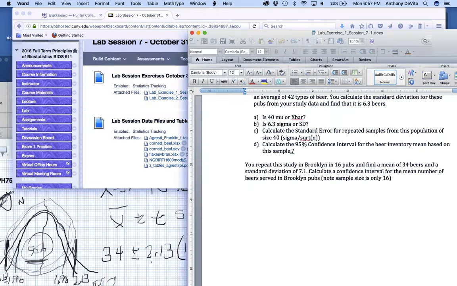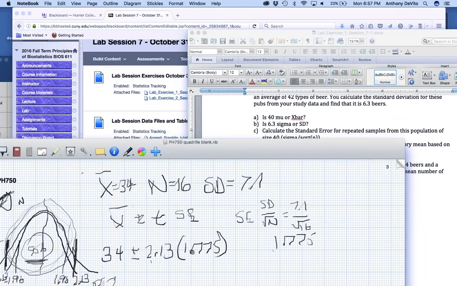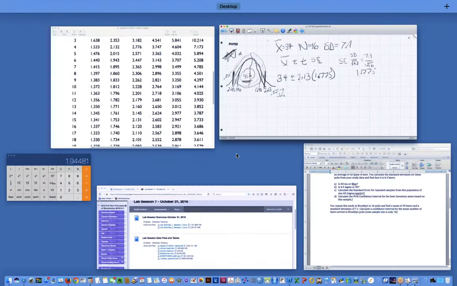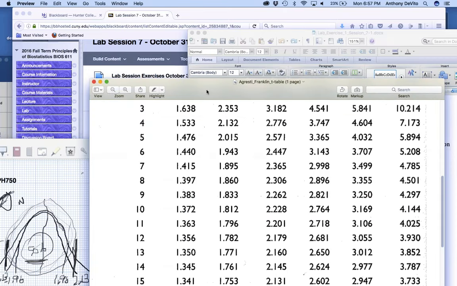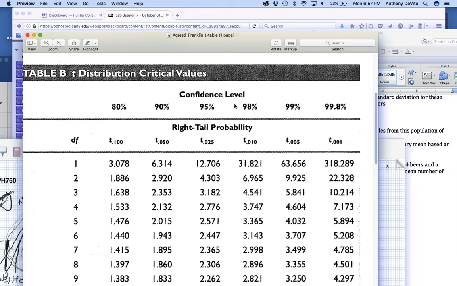If I can get back to it again. Let's see. I can never remember what my shortcut is for this. I put the table away. There's the table, okay. So if I go back here and look at this, it says 95% confidence interval. That's the same thing as a right tail probability of 0.025.